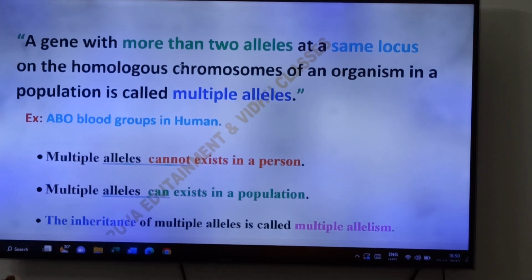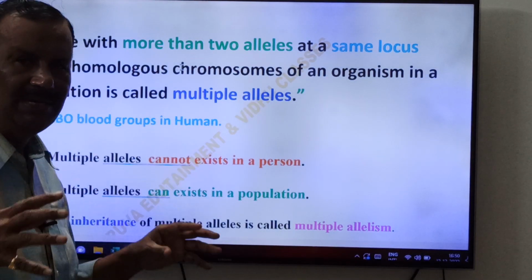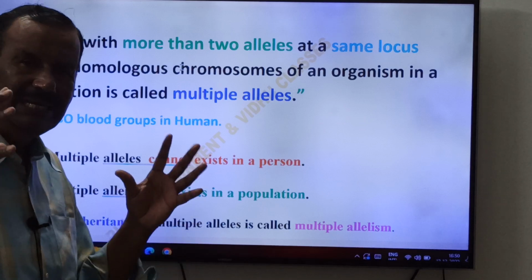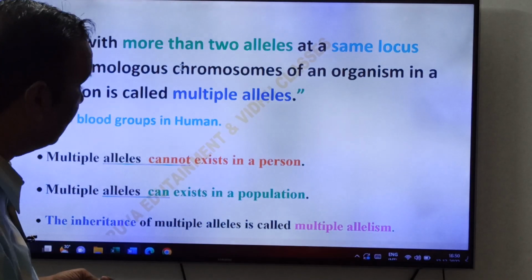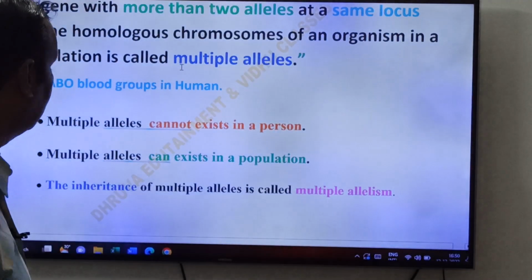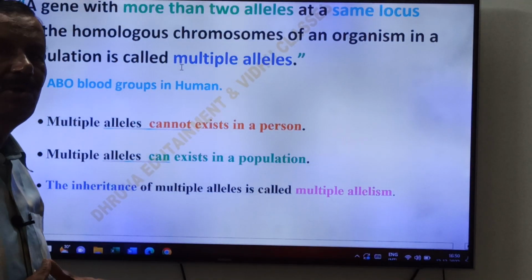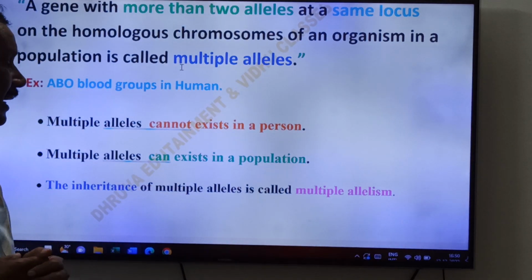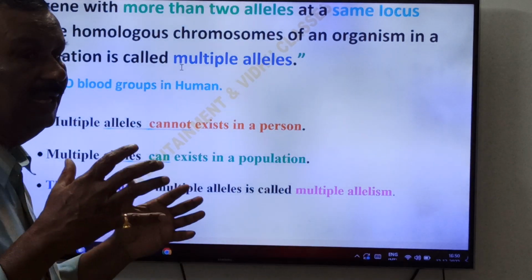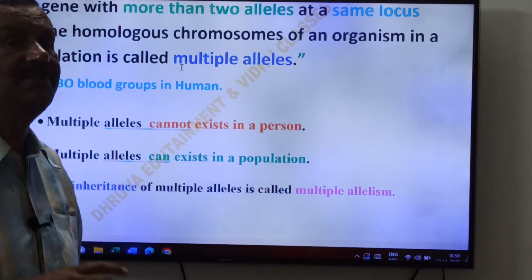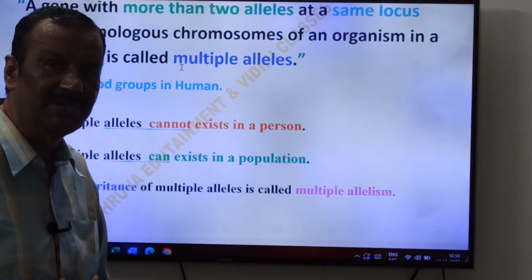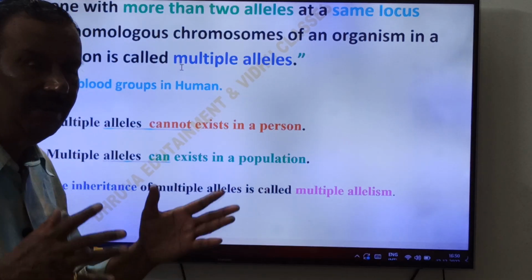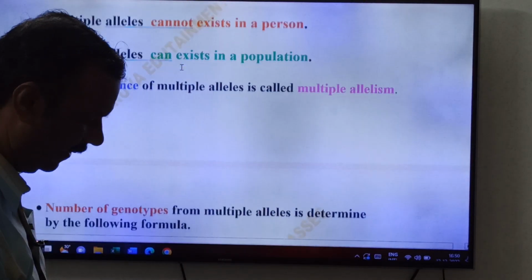See friends, multiple alleles cannot exist in a person. Just now I told friends, multiple alleles are present in the population. They cannot exist in a person. Next friends, multiple alleles can exist in a population. These are for MSET and NEET, friends. Next friends, the inheritance of multiple alleles is called multiple allelism. So what is multiple allelism? The inheritance, the hereditary of the multiple alleles is called as what, friends? Multiple allelism. Okay friends?